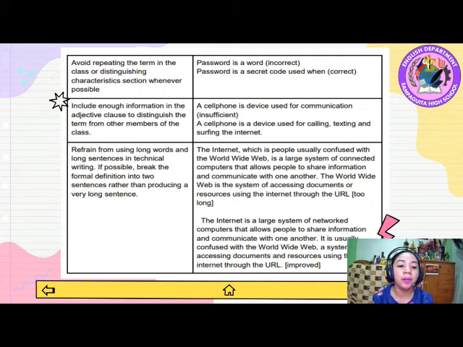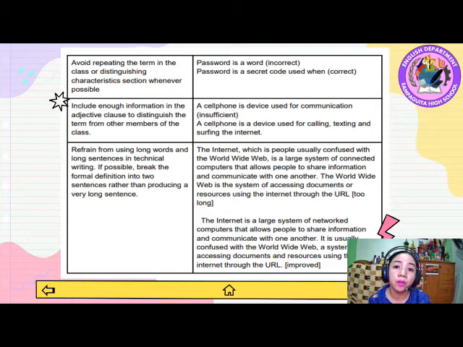Fifth, refrain from using long words and long sentences in technical writing. If possible, break the formal definition into two sentences rather than producing a very long sentence. So the given example is very long. The internet, which people usually confuse with the World Wide Web, is a large system of connected computers that allows people to share information and communicate with one another. The World Wide Web is the system of accessing documents or resources using the internet through the URL. So you will notice that it is very long.